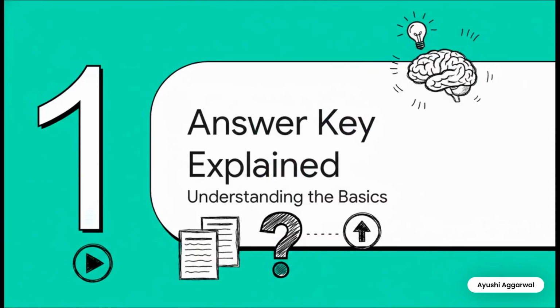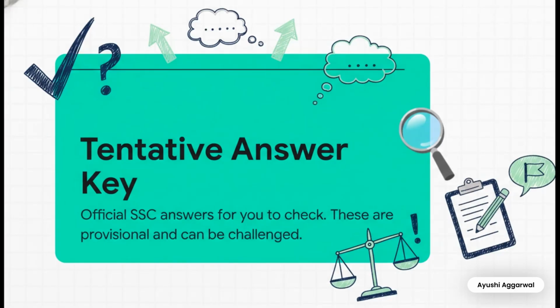Okay, first things first. Before we even think about calculating your score, it's super important that you understand what these two documents, the answer key and the response sheet, actually are. We're going to start from absolute zero, right from the basics, so that nobody gets confused. Now, the key word here, the one you really need to pay attention to, is tentative. See, these are the official answers that SSC has provided, but, and this is a big but, they aren't final. Tentative just means they're provisional for now. You can check them, and if you find an answer that you think is wrong, you can actually challenge it.